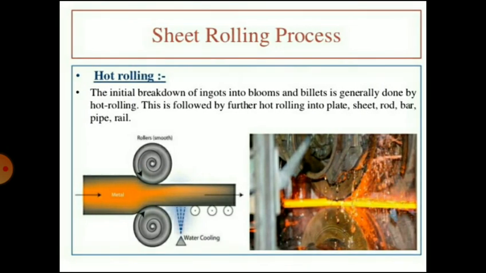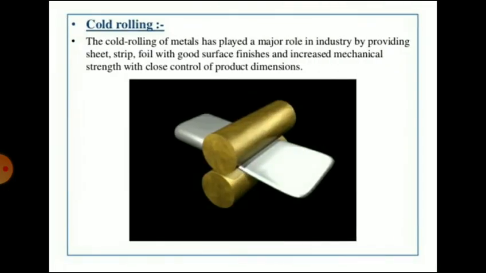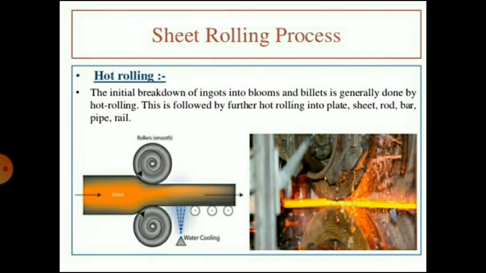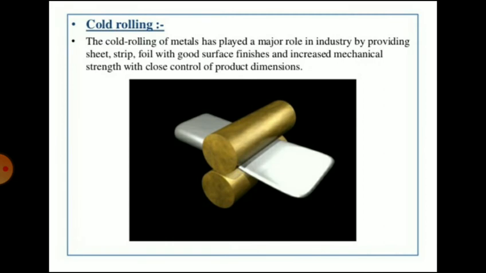Now the sheet rolling process. This is an example of hot rolling. You can see in the diagram there are two rolls, and the heated material is passed between the two rolls, and there is water cooling after getting the product. This is a cold rolling process. No water cooling is required in this. So you will get a better surface finish and increased mechanical strength with close tolerances.